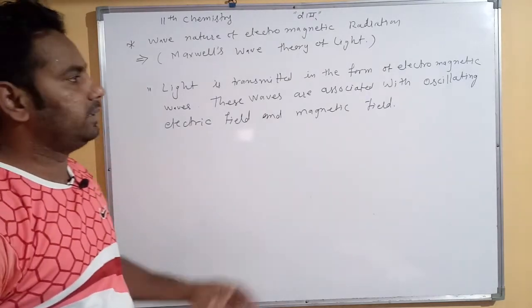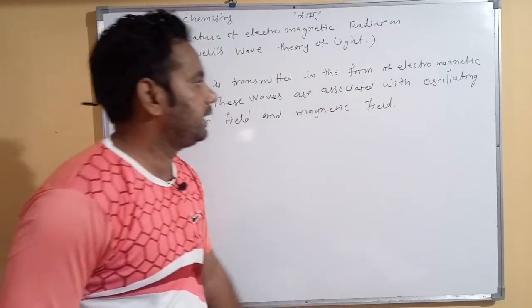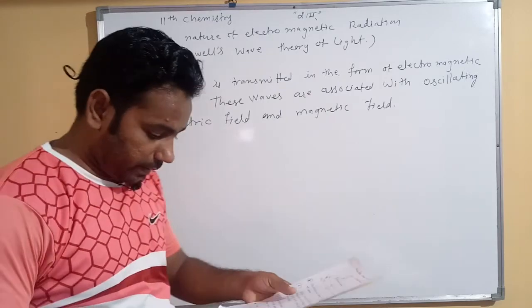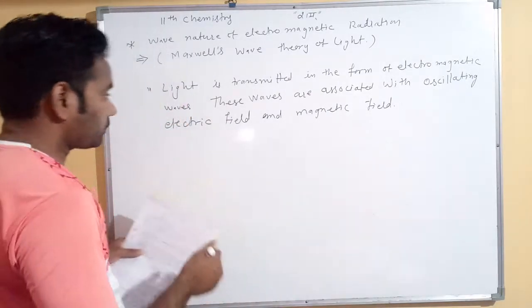Light is transmitted in the form of electromagnetic waves. These waves are associated with oscillating electric field and magnetic field. Okay, these two fields are perpendicular to each other.